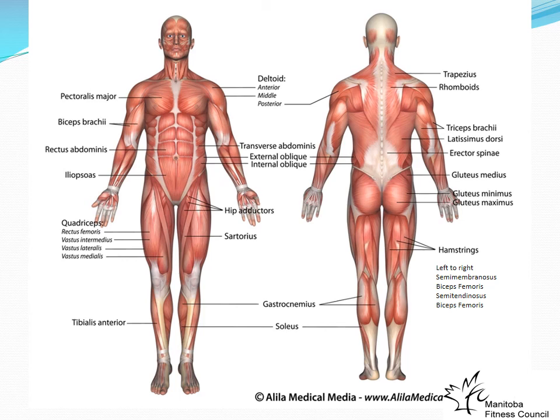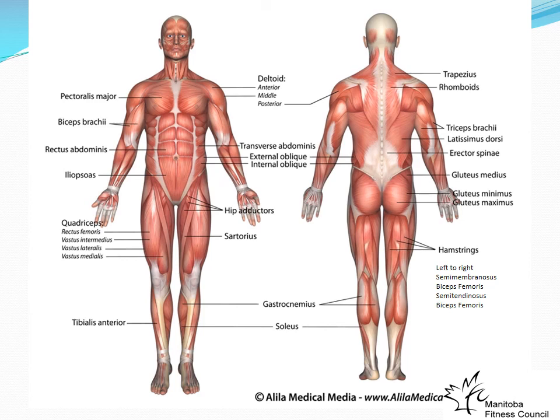Your sartorius is a muscle that's going to go from the pelvis to the medial knee. When this muscle contracts, it will flex the hip, flex the knee, and externally or laterally rotate the hip. We will be talking about a group of the hip adductors. These muscles will adduct the hip. They will take the hip from a widened position, so an abducted position, and pull it back to the midline.